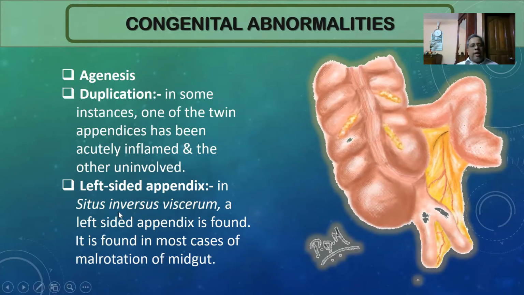For that reason, in situs inversus viscerum, a left-sided appendix is found. It is found in most cases of malrotation of the midgut. So these are the congenital abnormalities.